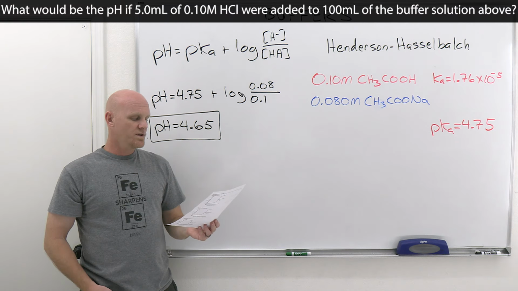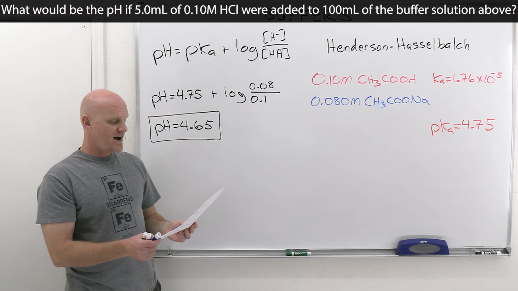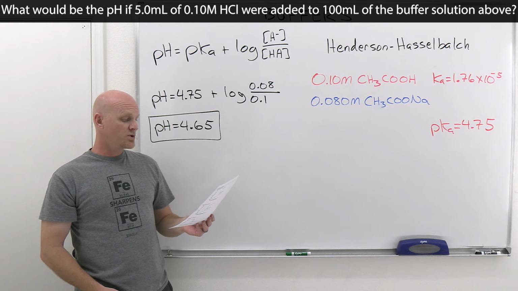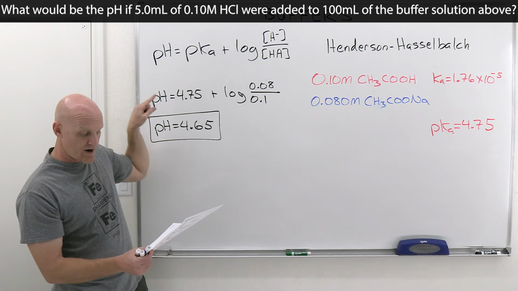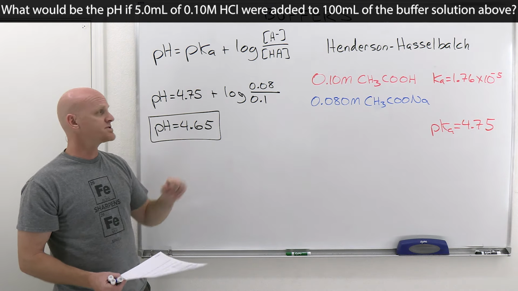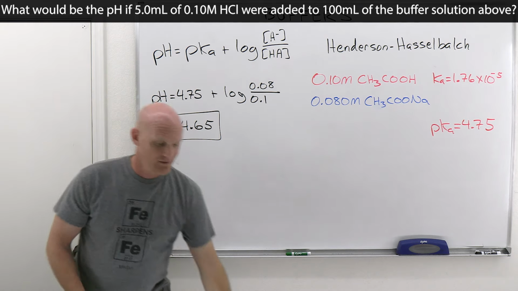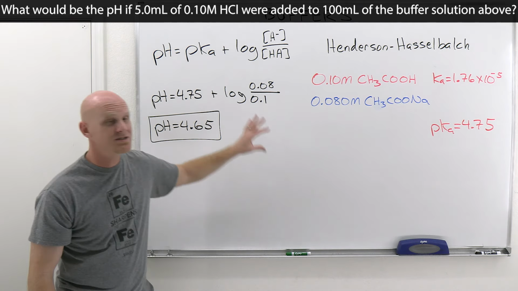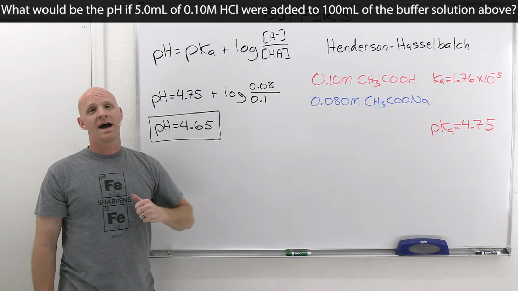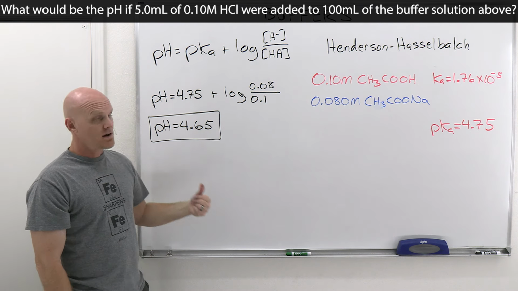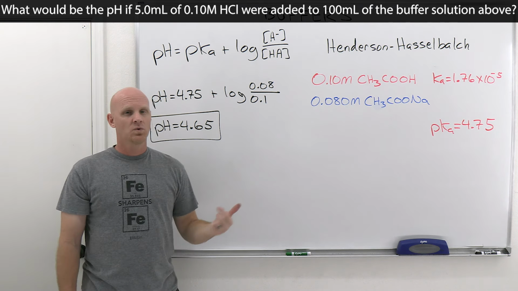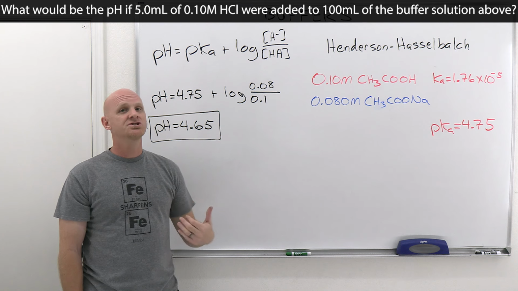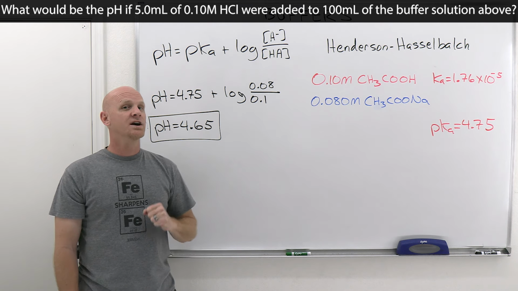And the question is, what would be the pH if 5 milliliters of 0.10 molar HCl were added to 100 milliliters of the buffer solution above, this one we just dealt with? So we're going to take 100 milliliters of this buffer, and we're going to add a strong acid. And the idea is that as long as we don't add too much strong acid, because it's a buffer, the pH shouldn't change a lot. It should only change a little.